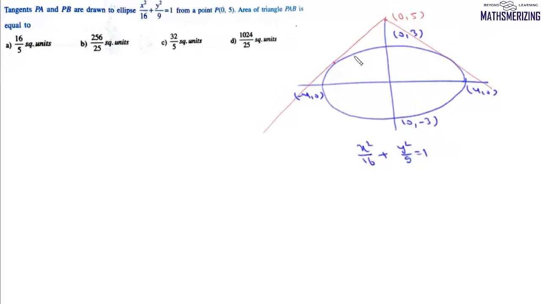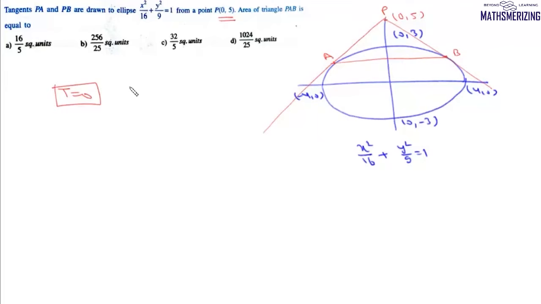So tangents PA and PB are drawn to this ellipse. So this is PA and this point is PB. We need to find the area of this triangle PAB. Now from this point P, if we draw a pair of tangents, then this is the chord of contact. The chord of contact is given by T equals 0. So for this point (0, 5), we'll find T equals 0.